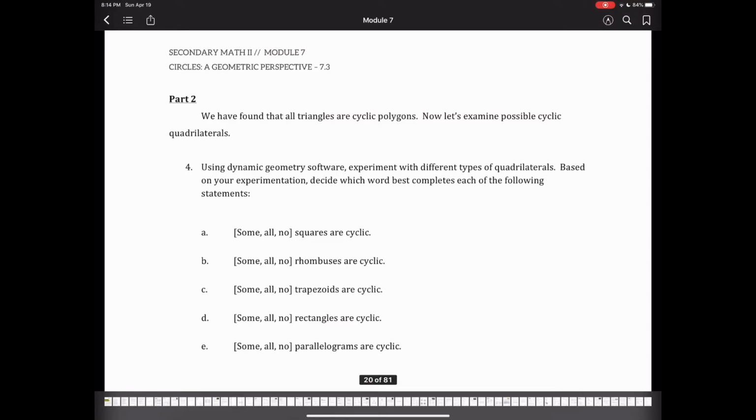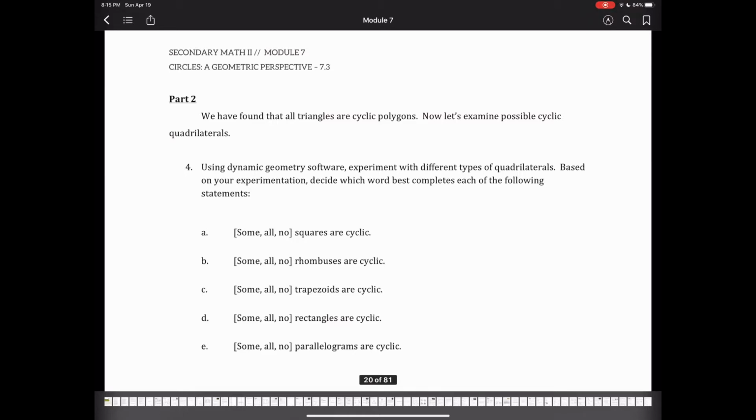We won't actually be using dynamic geometry software right now. You're welcome to. There is actually one attached inside of our Google Classroom for you to access. But right now I want us to just decide this on our own, okay? You'll have a chance to use that geometry software a little bit later. So we're going to decide which word completes the following statements best, okay?